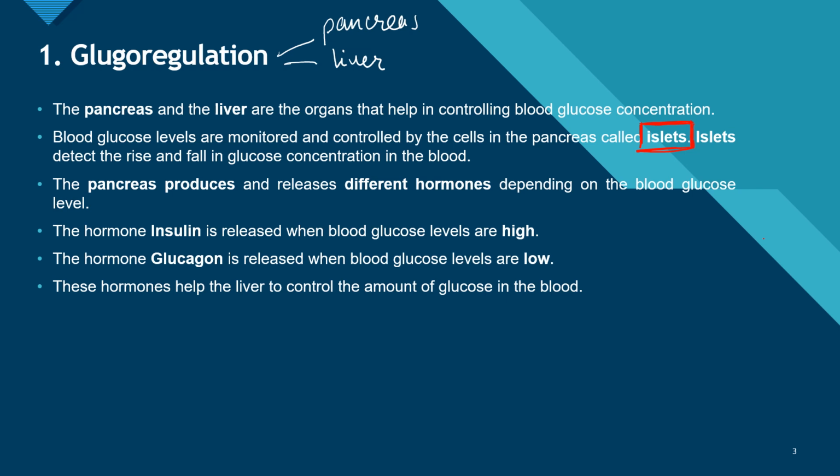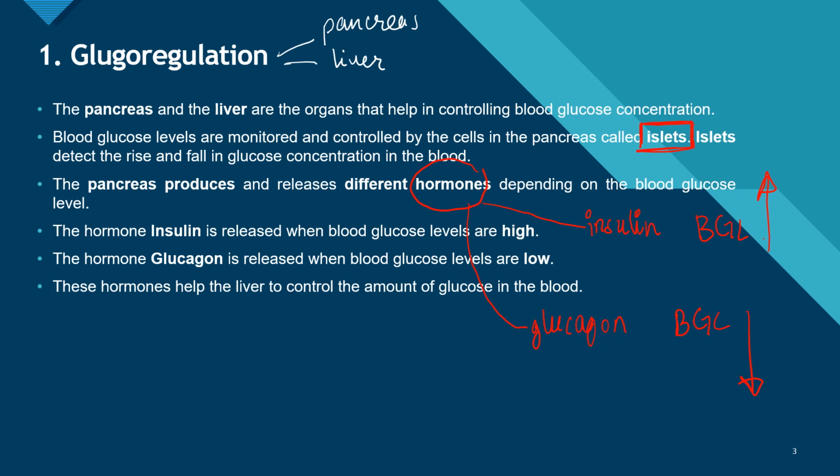The pancreas produces and releases different hormones depending on the blood glucose level. Now, which hormones are we talking about? We're talking about insulin. We're also talking about glucagon. The hormone insulin is released when the blood glucose concentration is high, and glucagon is released when the blood glucose levels are low. These hormones help the liver to control the amount of glucose in the blood.